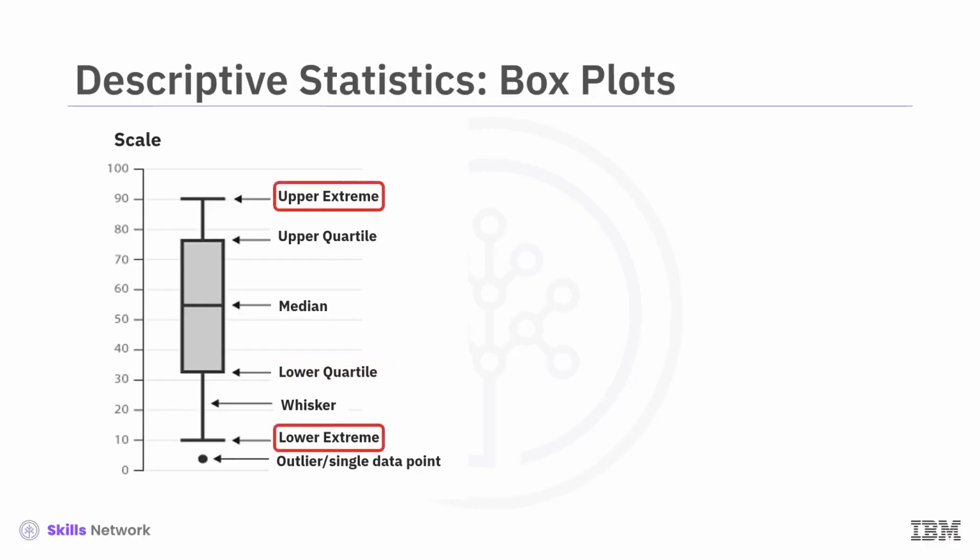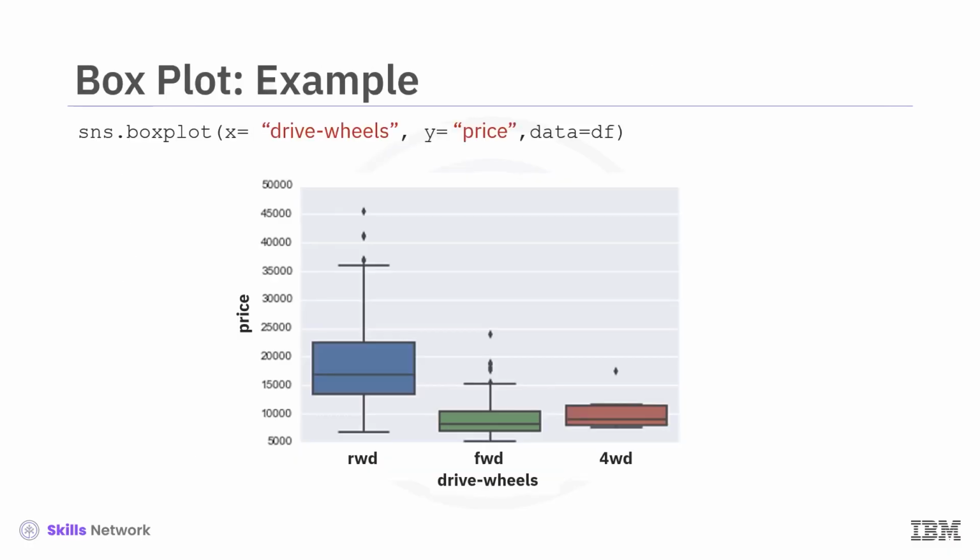Next, you have the lower and upper extremes. These are calculated as 1.5 times the interquartile range above the 75th percentile, and as 1.5 times the IQR below the 25th percentile. Finally, box plots also display outliers as individual dots that occur outside the upper and lower extremes. With box plots, you can easily spot outliers and also see the distribution and skewness of the data. Box plots make it easy to compare between groups.